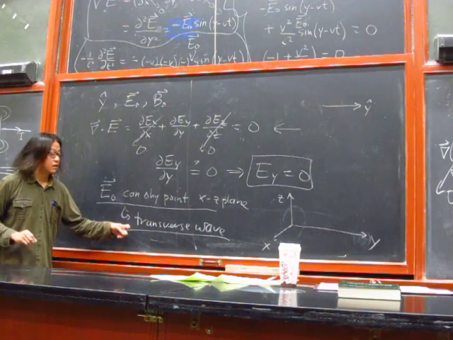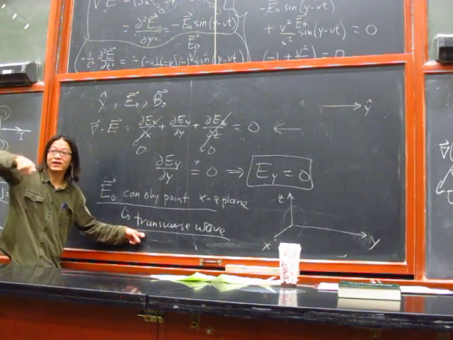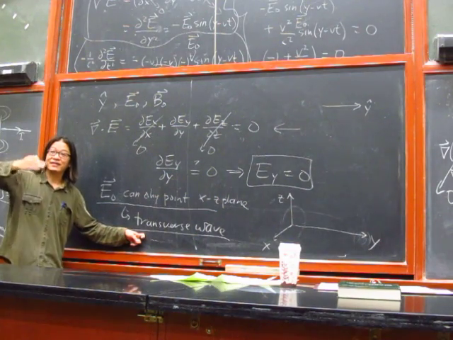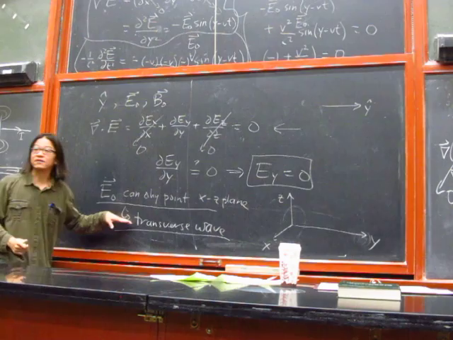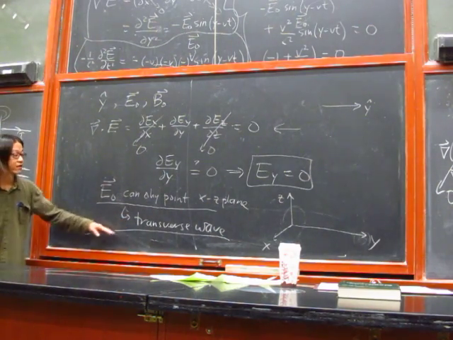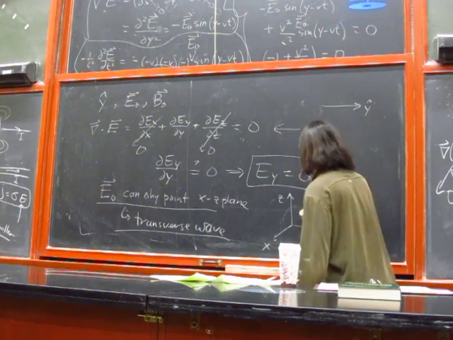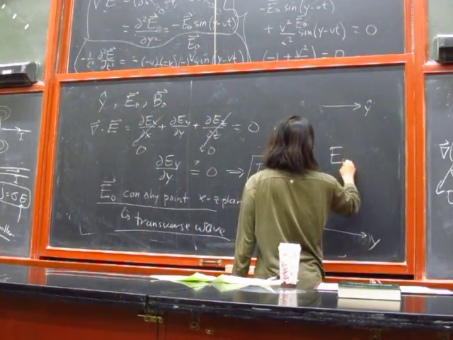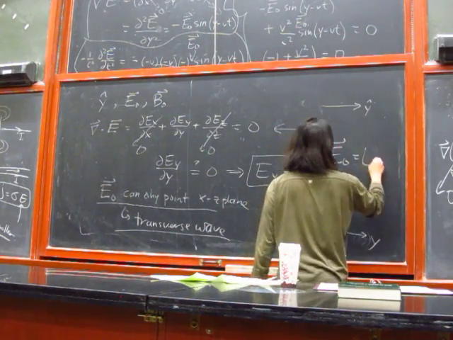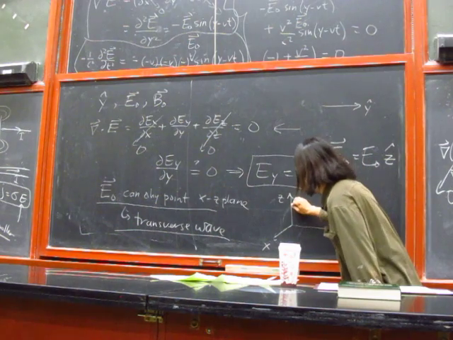This is more like the wave on a string. If you wiggle a string, the amplitude is perpendicular to the direction of motion. An electric field wave is like that. So without loss of generality again, let's consider E naught to be E naught in the z direction. So I look at a wave like this.